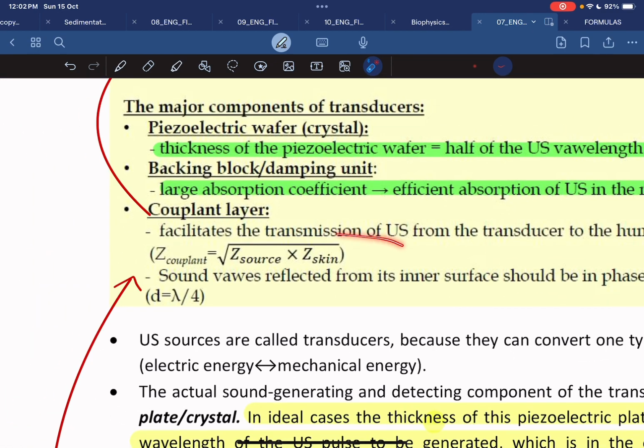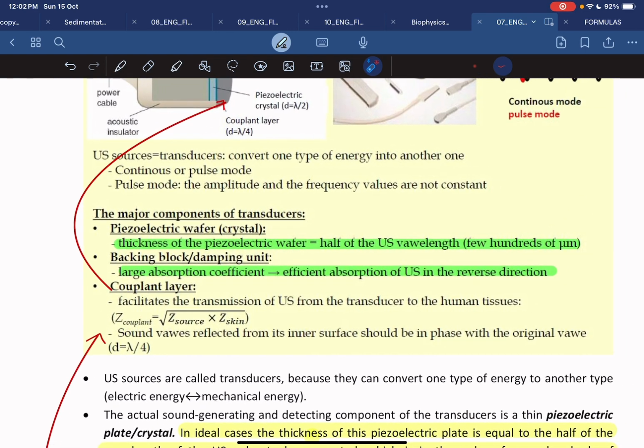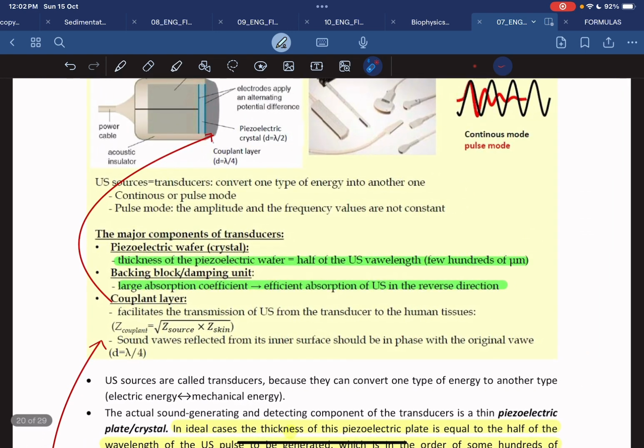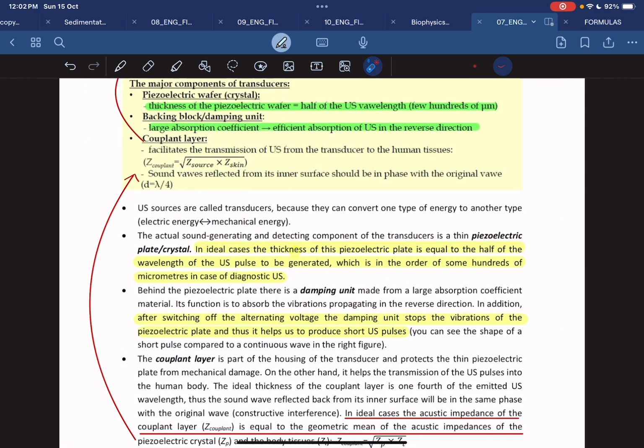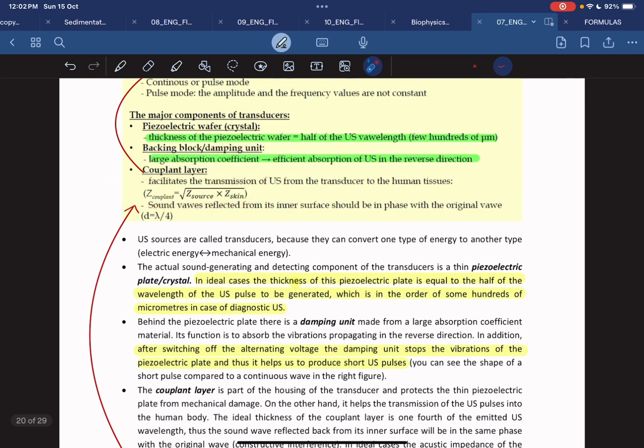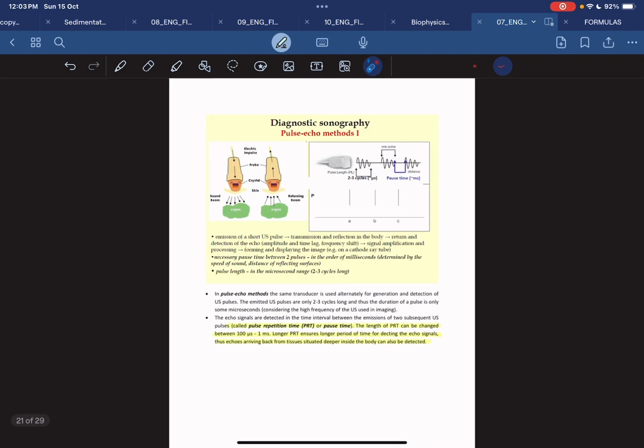The acoustic impedance of the couplant layer should be the root of the source and the skin impedances. In ideal conditions, the couplant layer impedance is equal to the geometric mean of the two acoustic impedances. You learn the formula, but we don't need it because it's not there in the minimals.